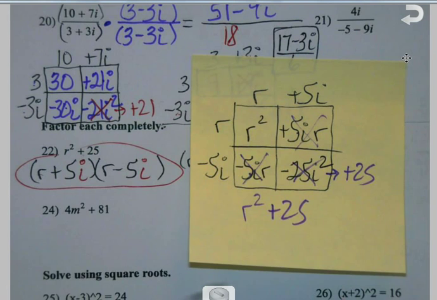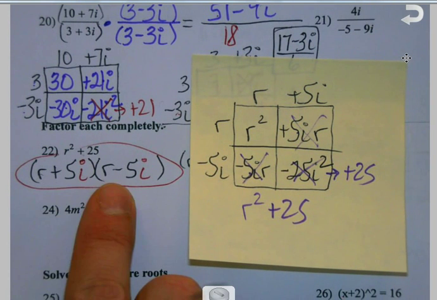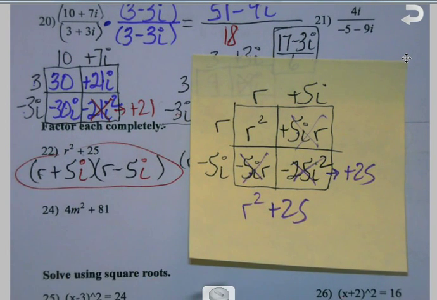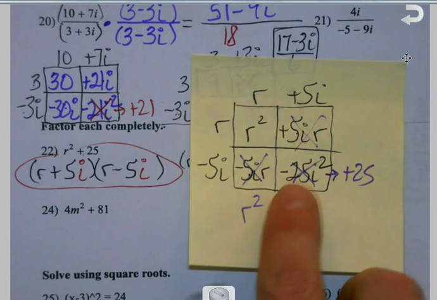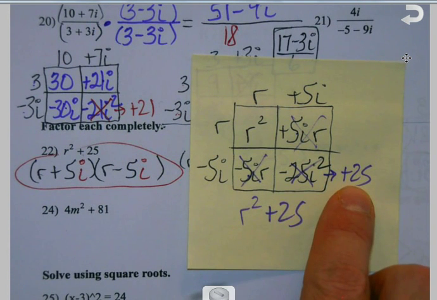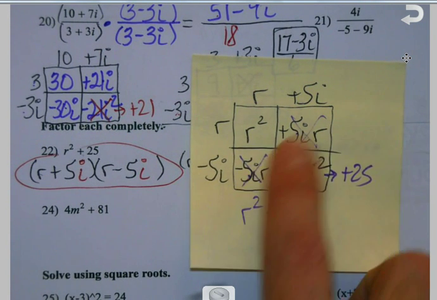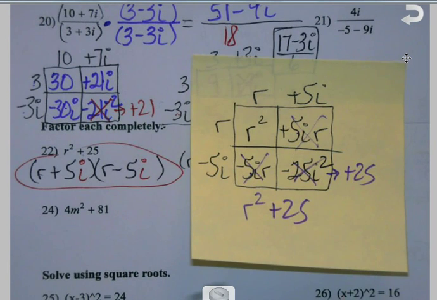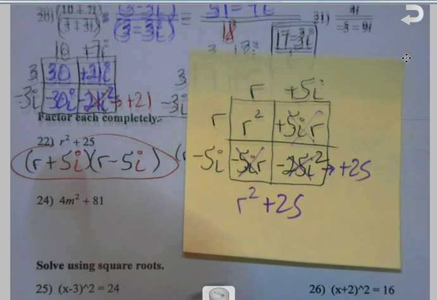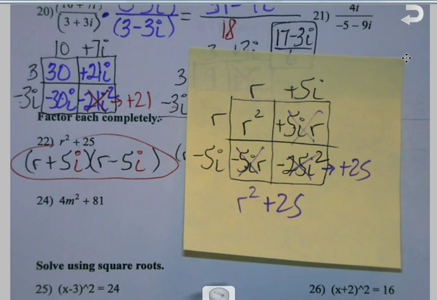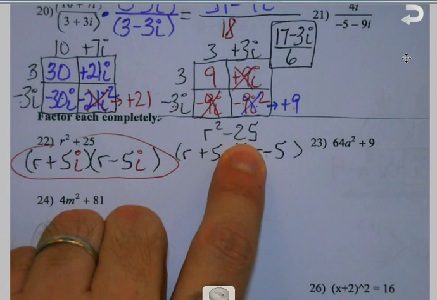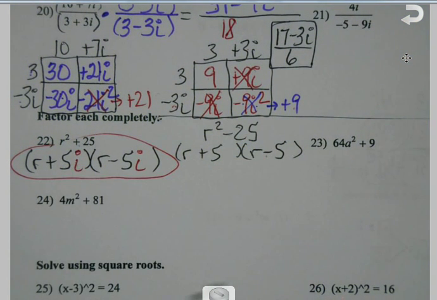If I were to take this and FOIL it out, box it out, check out what happens. Negative 25i squared becomes plus 25. And my middle terms cancel out, positive and negative 5ir. r squared plus 25. It comes back to me. So whenever it says factor and you're seeing a plus in the middle like this, the only thing you have to do different from what you would do normally on a difference of squares, plop an i on there. You're good.